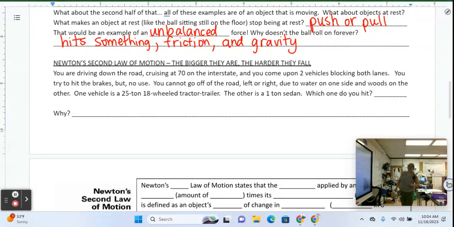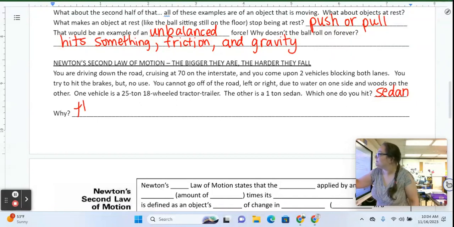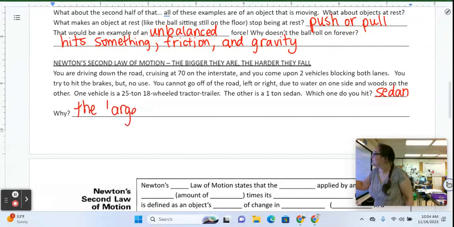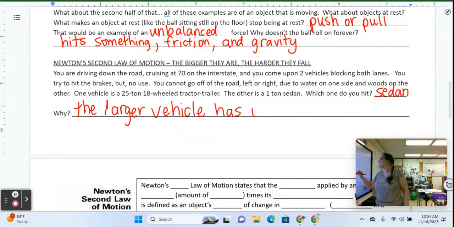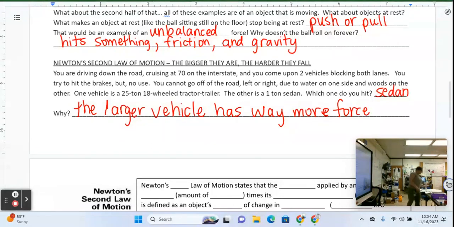You've got a 25-ton, 18-wheel tractor trailer and a 1-ton sedan. Who are you going to hit? The sedan. Why? Because it's smaller. Yes, it has less force. That tractor trailer has way more force than you want to deal with. So aim for the sedan.